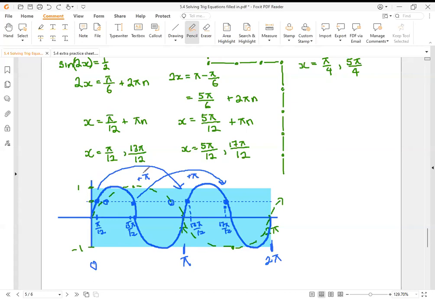Yes? Can you show how you got the 13 pi over 12? Sure. Well, assuming that I know there's only one extra cycle, we have pi over 12 plus 1 pi. So n equals 1, just one cycle. Well, adding fractions means I need same denominator. That's all. So 1 plus 12, 13 pi over 12. Okay. These are good. Any other questions?